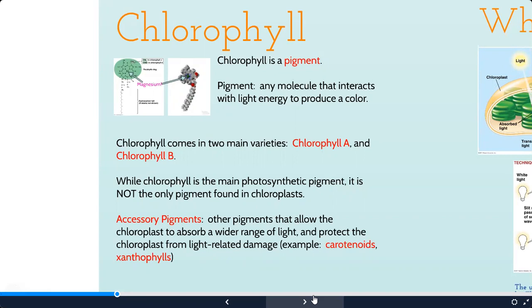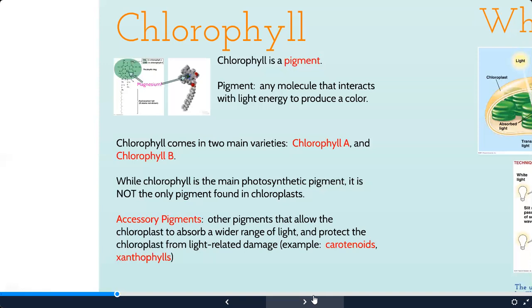Chlorophyll is one such pigment, and plants have two main varieties. There's chlorophyll A and chlorophyll B. So this is the main photosynthetic pigment, but it's not the only one. There's other ones like carotenoids. They're kind of yellowy orangey, and also xanthophylls, which are bluish purplish. So you can think of a carotenoid pigment as like the main pigment in carrots, or xanthophylls like blueberries. Okay. They're called accessory pigments.